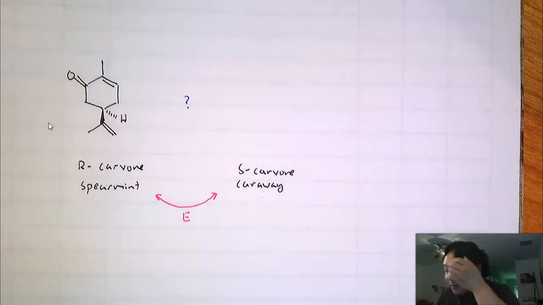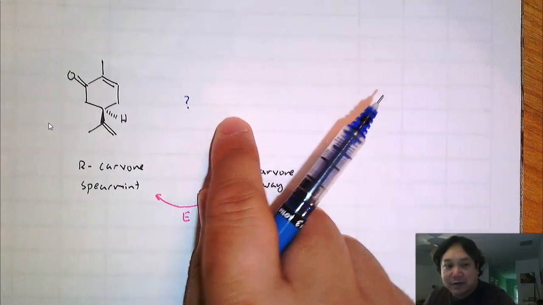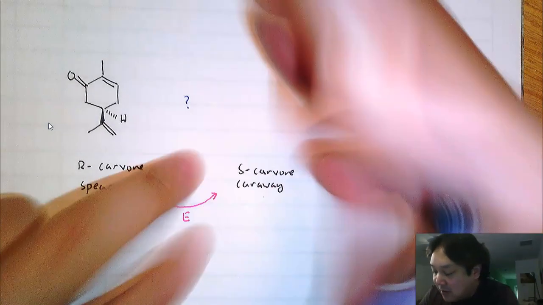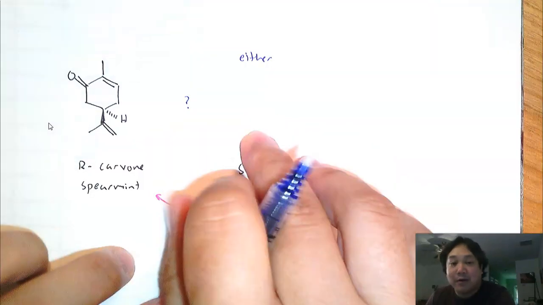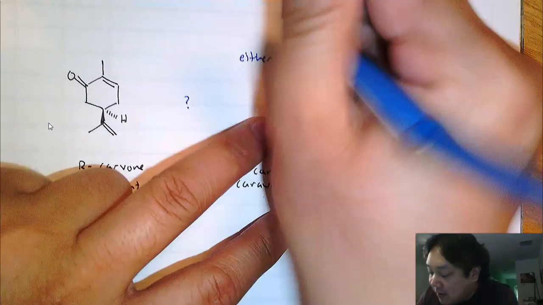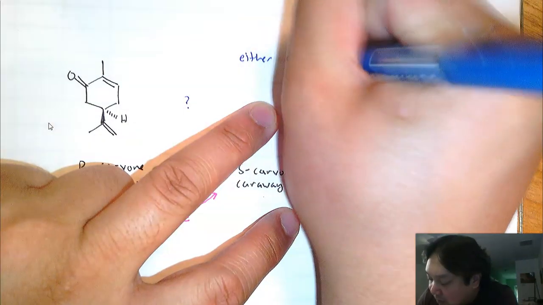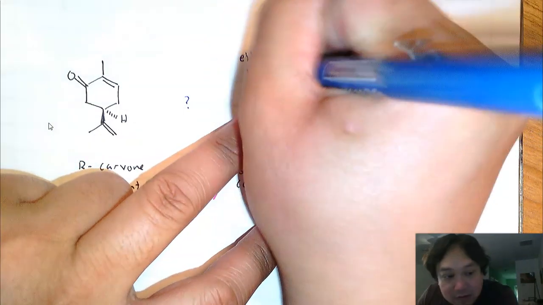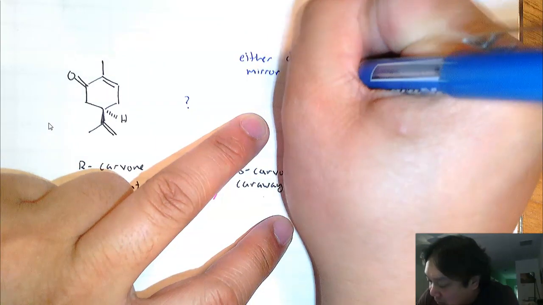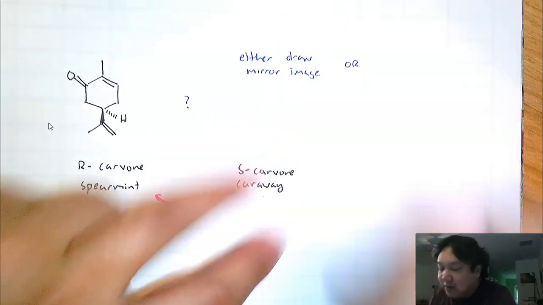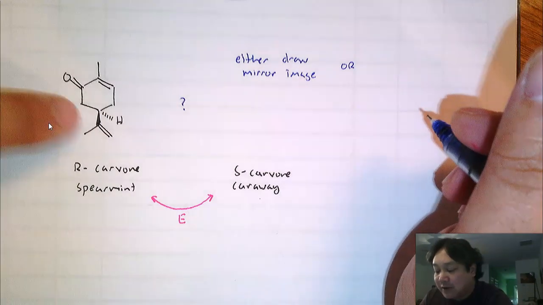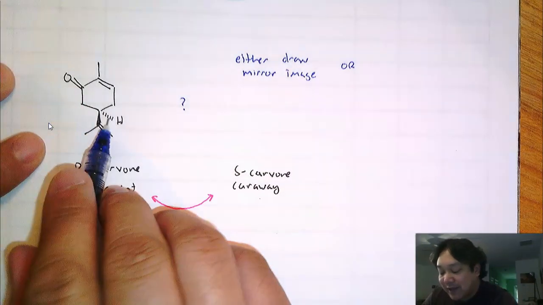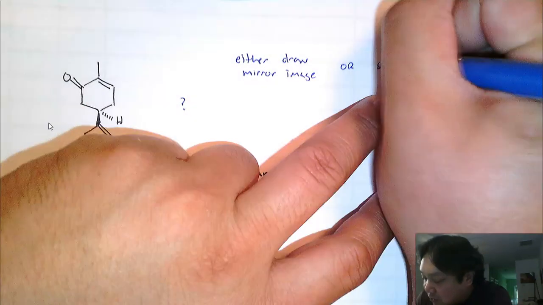So to draw the enantiomer, there's two ways. They will look different on paper, but they will be the same molecule. Either draw the mirror image, or switch. We're going to call this stereochemistry because we have a wedge and a dash. Switch.